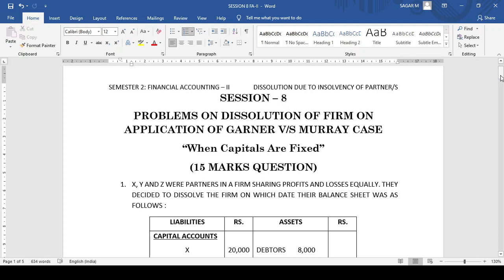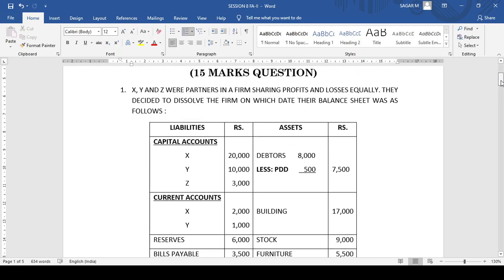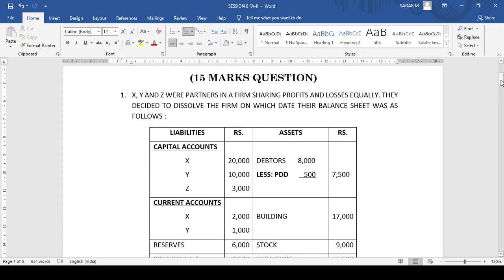In this exercise, I am going to show you what changes happen while preparing the books of accounts when capitals are fixed. Let's start our discussion with an exercise. I have brought an exercise, and I'll read it out for you, and I expect you to please make a note of it so that you can understand in a better manner.